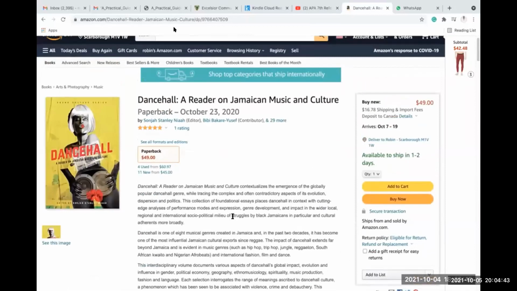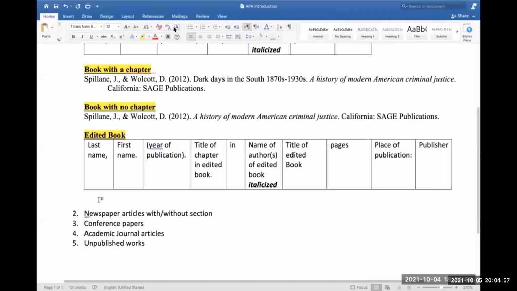All right. Okay. So let us now do the edited book together. I'm going to share screen again. Remember, the last name and the first name here is not of the author of the edited collection, it is of the author of the chapter that you're talking about. Do we understand the difference now?